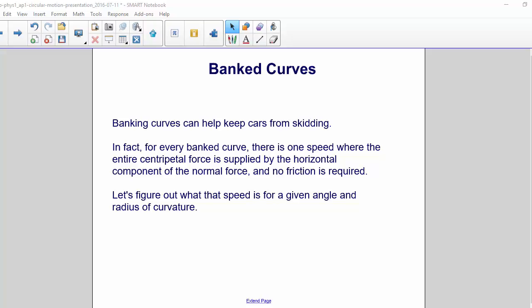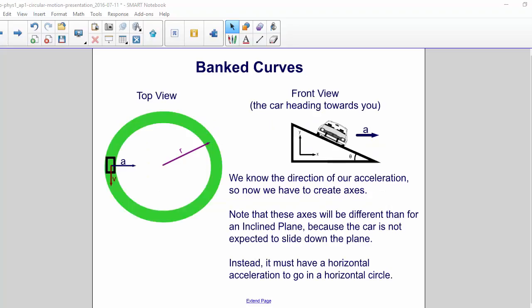Banked curves. Banking curves can help keep cars from skidding. In fact, for every banked curve, there is one speed where the entire centripetal force is supplied by the horizontal component of the normal force, and no friction is required. Let's figure out what that speed is for a given angle and radius of curvature.